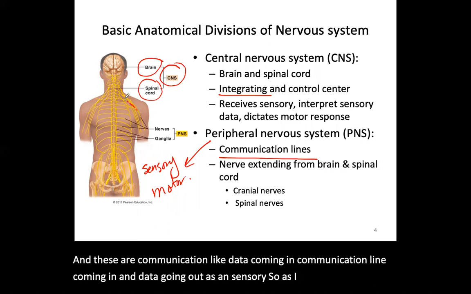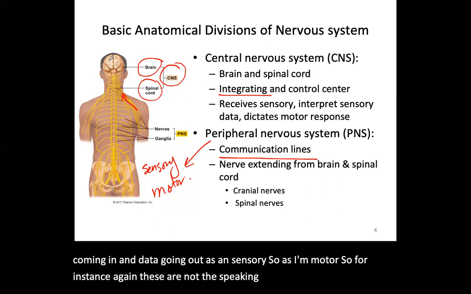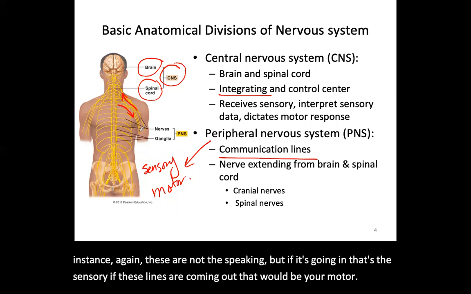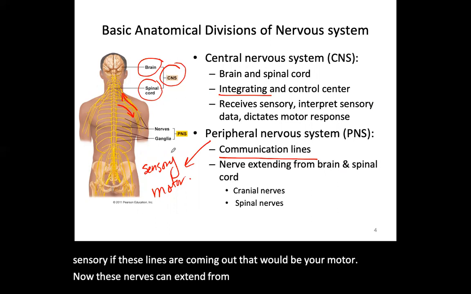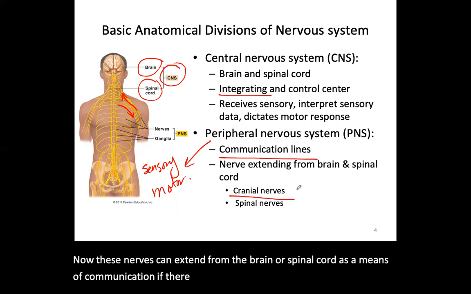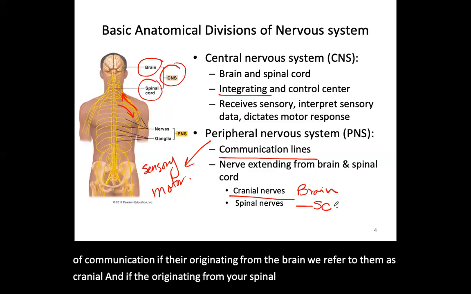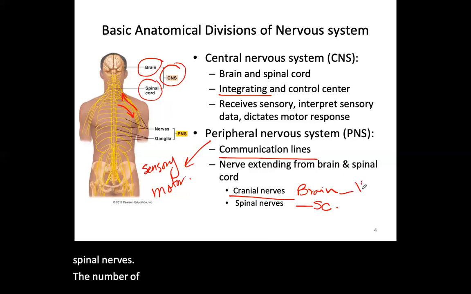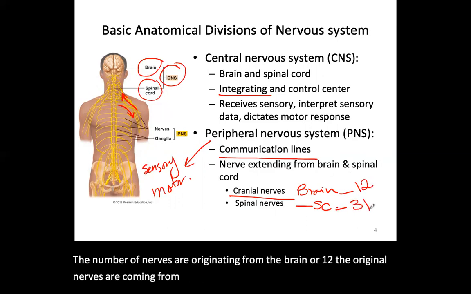So for instance, again, these are not the big thing, but if it's going in, that's the sensory. If these lines are coming out, that would be your motor. Now, these nerves can extend from the brain or a spinal cord as a means of communication. If they're originating from the brain, we refer to them as cranial. And if they're originating from your spinal cord, they're referred to as the spinal nerve. The number of nerves originating from the brain is 12. The nerves coming from the spinal cord are 31 pairs.